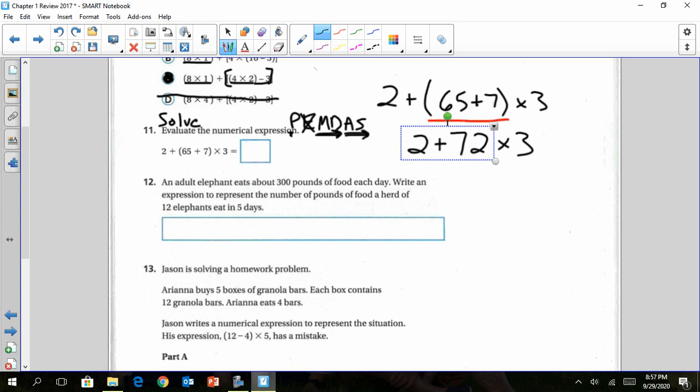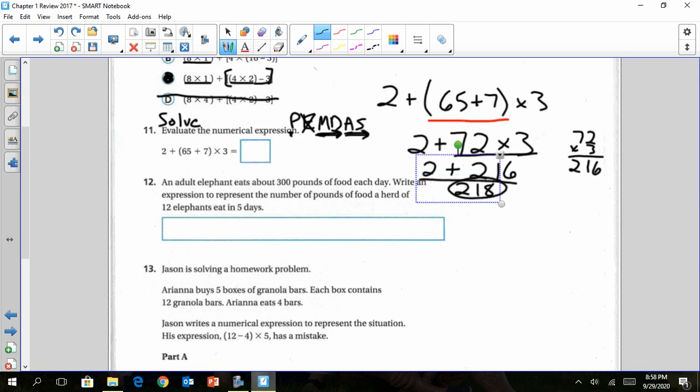Now we have addition and multiplication. Multiplication comes first, so we're going to multiply 72 times 3. Multiplication is more powerful than addition, so therefore that's why we do multiplication first. We go off to the side, we do 72 times 3, and we get 216. We're going to go ahead and write that below. We add 2 to that answer, and we get 218 as our final answer.